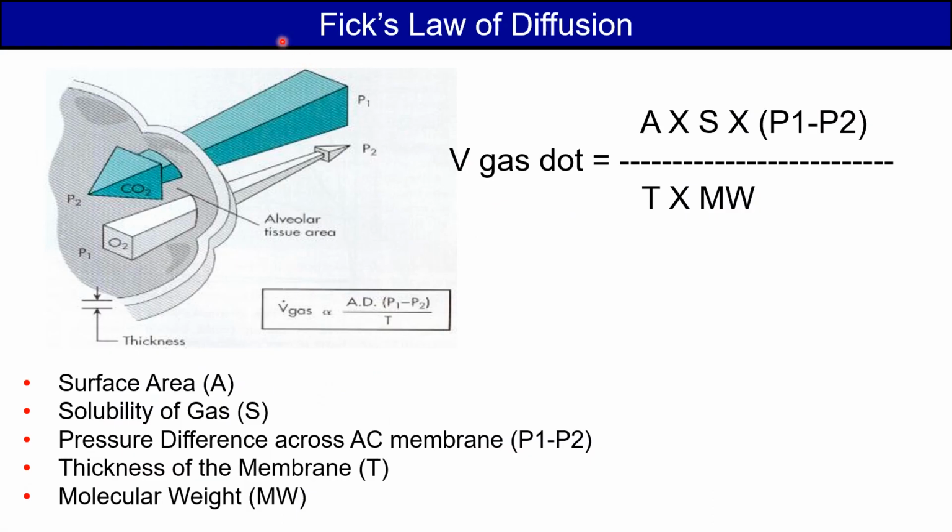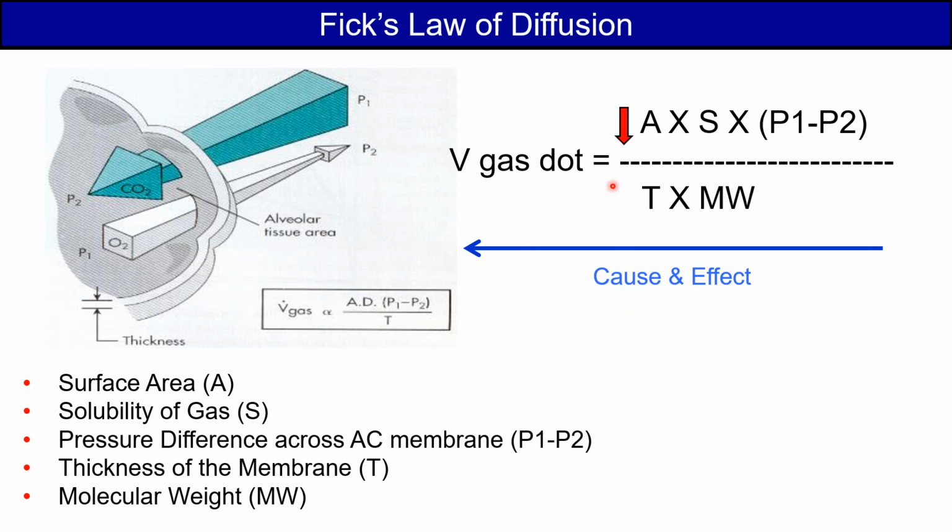The diffusion along the AC membrane is governed by Fick's law of diffusion, which states that the amount of gas that can diffuse along the AC membrane is directly related to the surface area, the solubility of the gas, the pressure gradient across the AC membrane, and inversely related to the thickness of the membrane and the gas molecular weight. So this is the relationship of this equation. These are the cause variables and this is the effect variable.